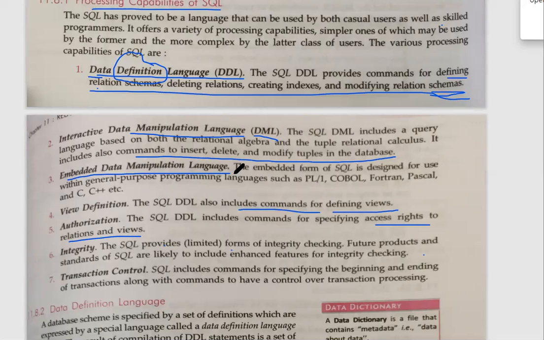We can use SQL in other programming languages, we can embed SQL. For example, in future we are going to embed SQL commands in Python also. So features for that are available in SQL. Then view definition, which we just discussed, meaning we can define views. Then authorization means we can give different users different access.